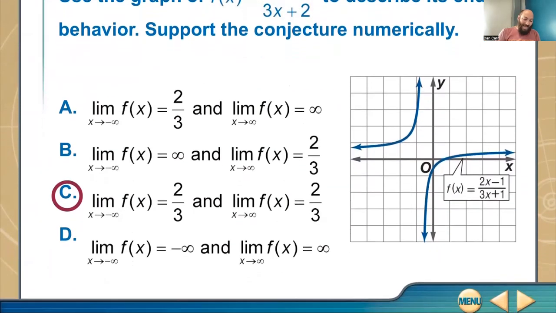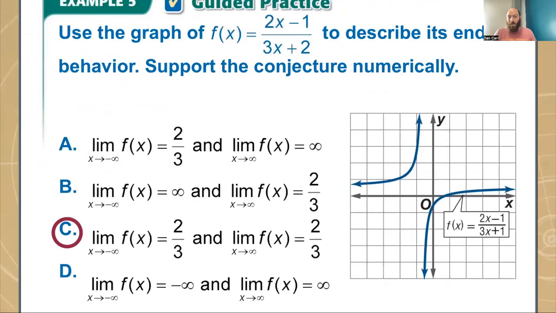All right. Well, that is it for today. So again, we're talking about our limits and how they are used for end behaviors, trying to describe when it approaches either infinity or negative infinity, or when they approach certain values.